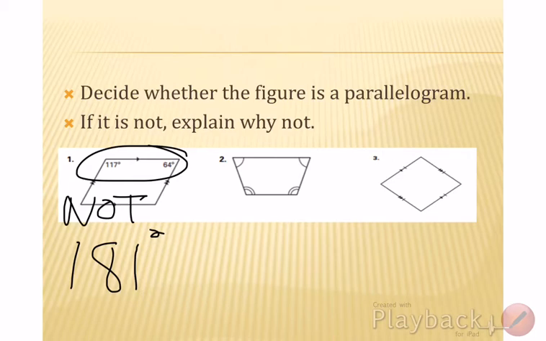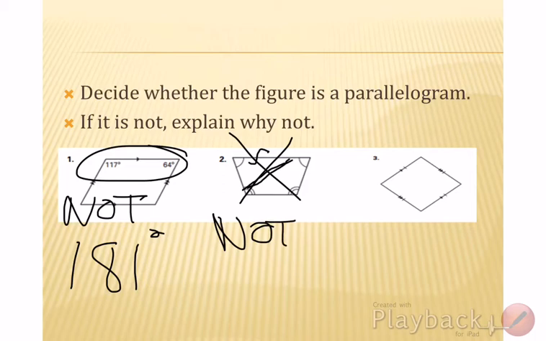Are the opposite angles congruent? I could make a congruent sign here and say, nope, they're not. This is not a parallelogram. On my fourth example, are the sides, the tick marks, the same? Does that mean that opposite sides are congruent? Yes. So this is a parallelogram.